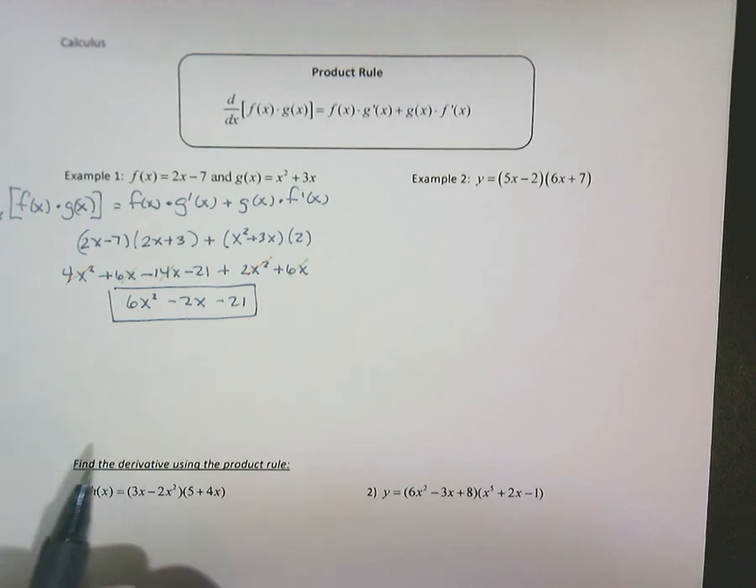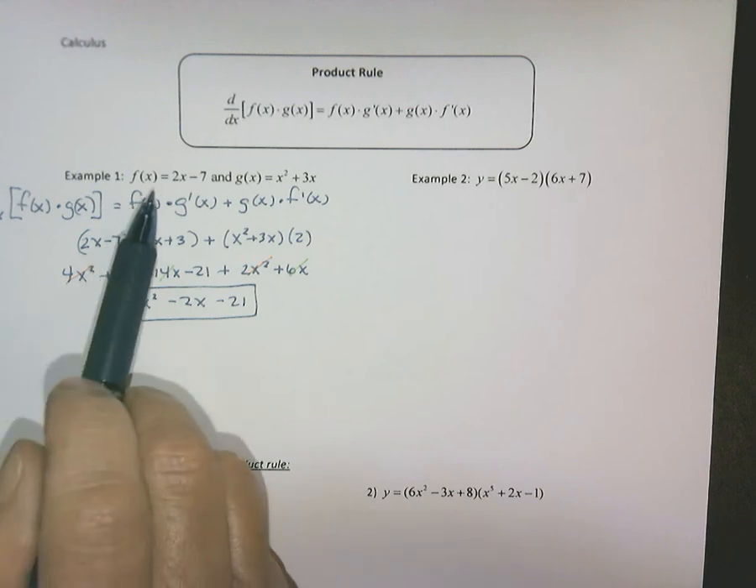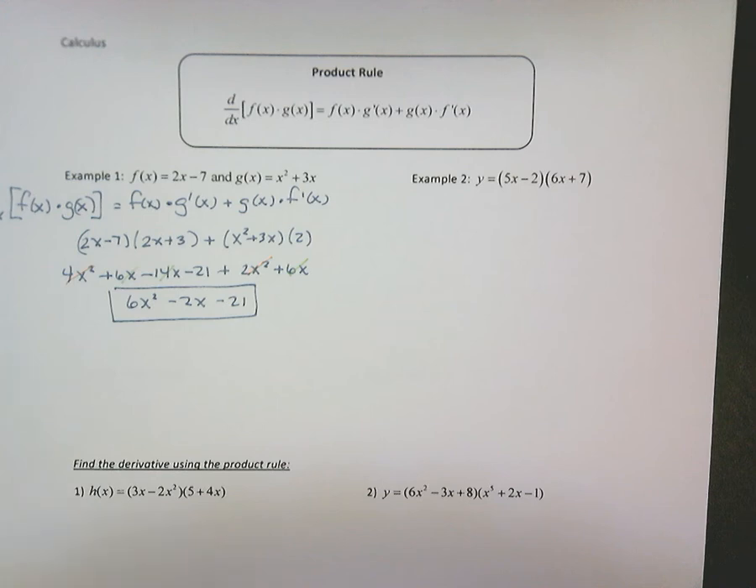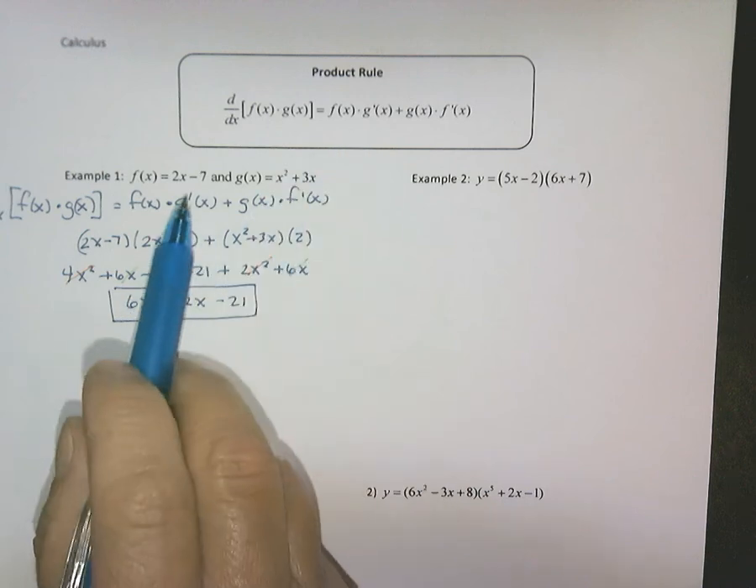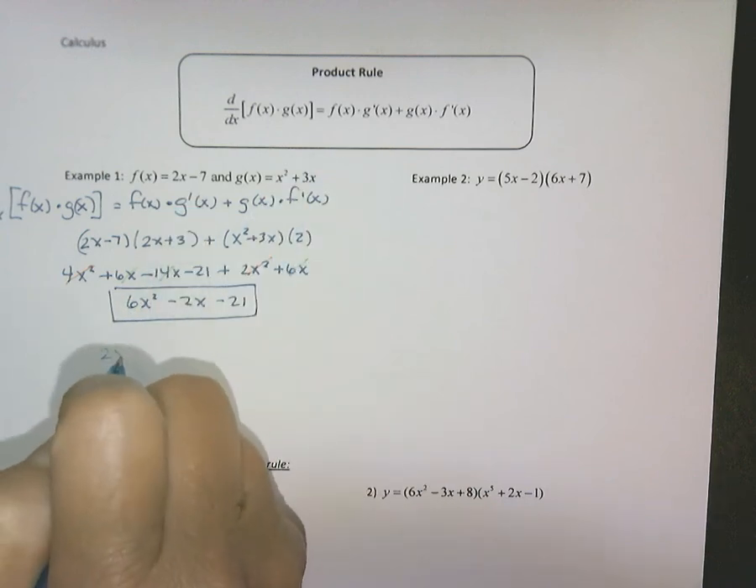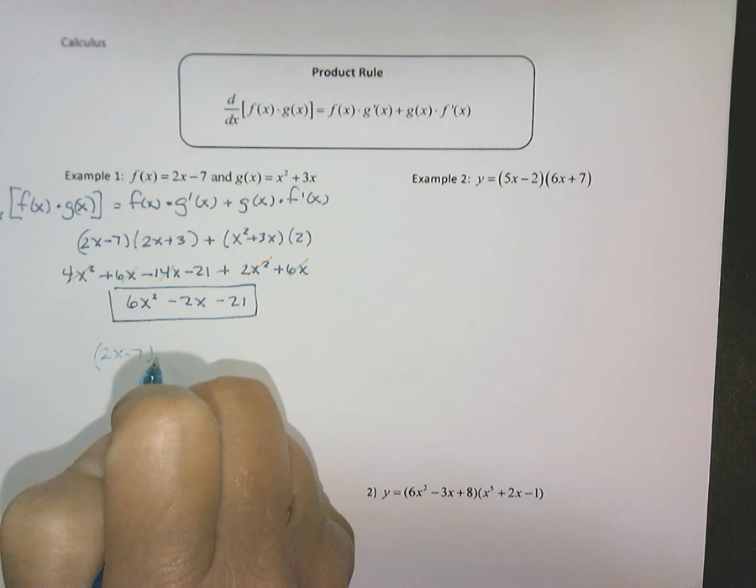And just so you don't forget, the derivative is the slope of a line tangent to a graph at a point. So if I were to multiply these two together, and I can do that to show you, let's get a different color and I'll show you what I mean. Let's say I didn't want to use the product rule. Let's go ahead and just multiply 2x minus 7 and x squared plus 3x.